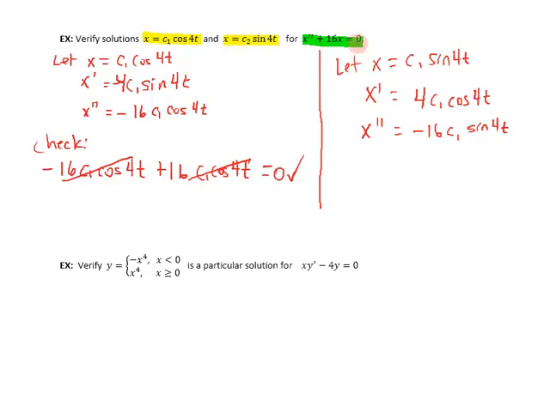Now we plug that into the differential equation, and we've got x double prime, which is negative 16 c1 sine of 4t, plus 16 times x, which in this case is c1 sine of 4t. They're plus and minus, they cancel, you get 0. They are both in fact solutions.